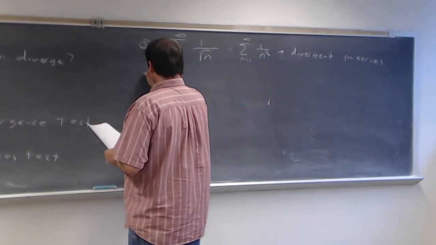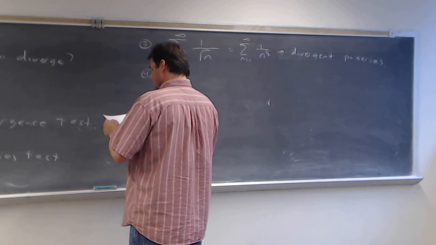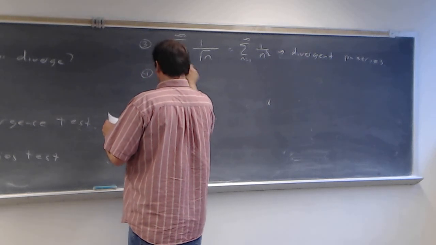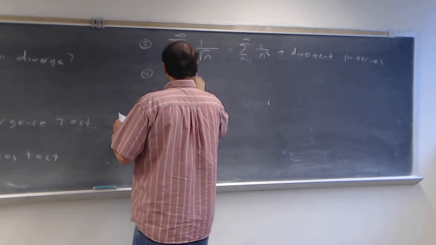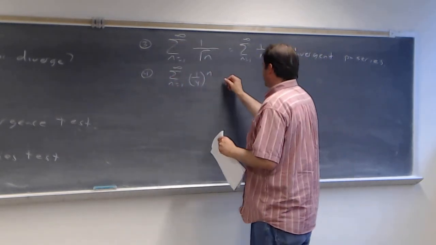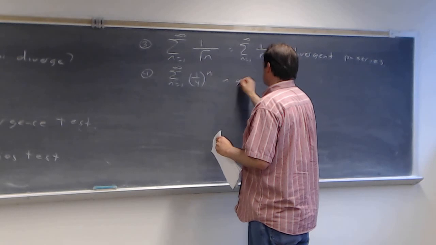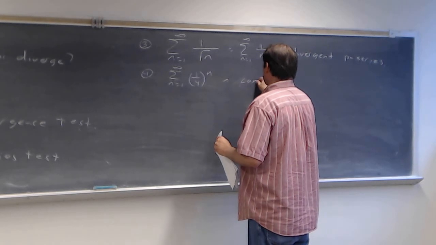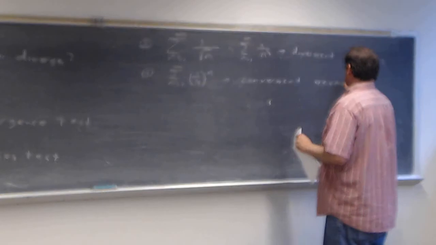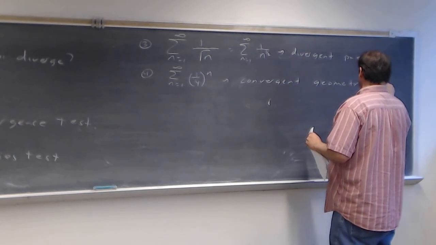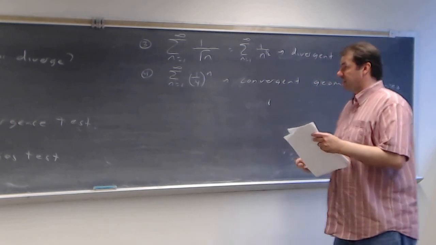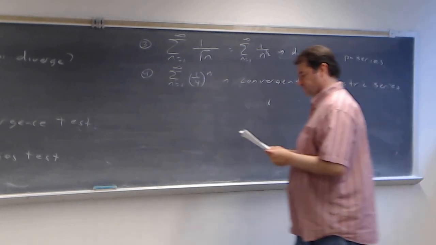Okay. A fourth example is if we look at the sum as n runs from 1 to infinity of 1/4 raised to the n. This is a convergent geometric series. And that's by the geometric series test.